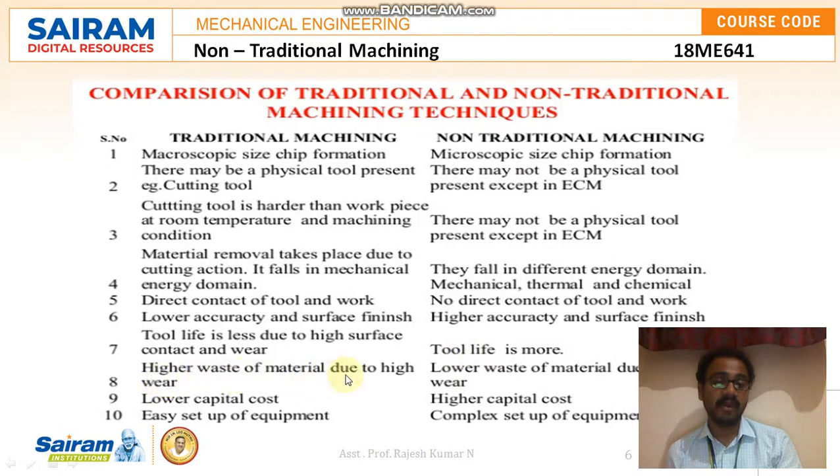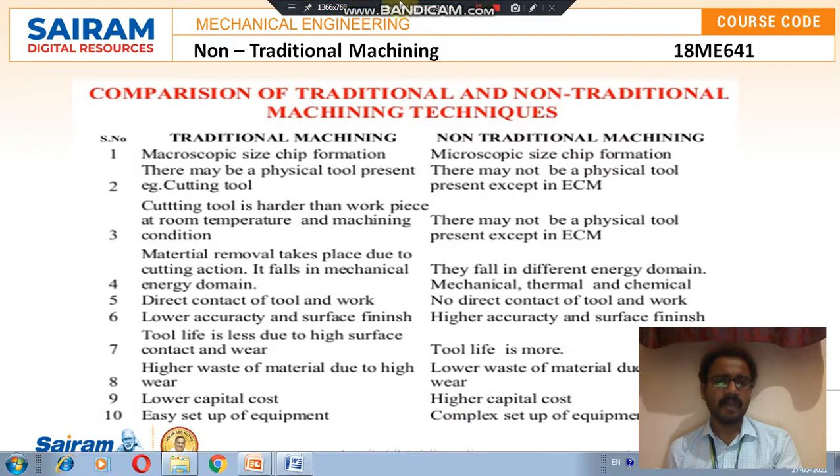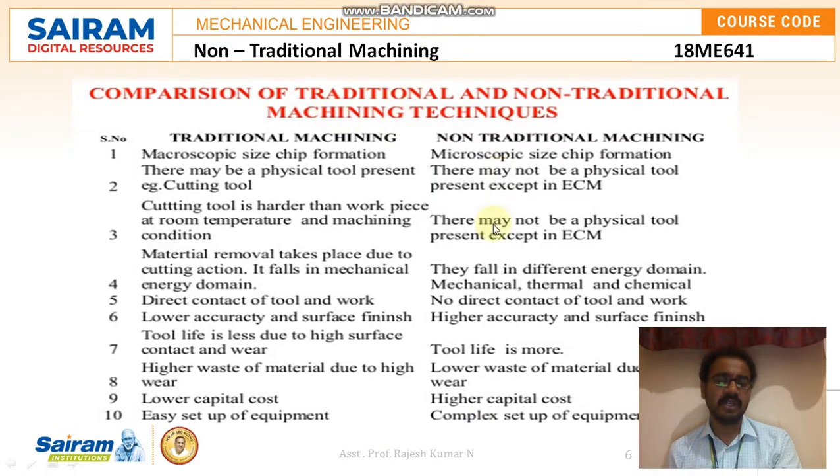And there is higher waste of material due to the high wear in traditional machining, but here there is lower waste of material due to the low wear. And one drawback of the non-traditional machining process may be the capital investment. Of course, it is expensive, but comparatively it is less than in traditional machining. And the setup of the equipment is easy in the traditional machining process, since in non-traditional machining we use many processes and concepts, so the setup is a little complicated. So these are the major differences between the traditional and non-traditional machining processes.